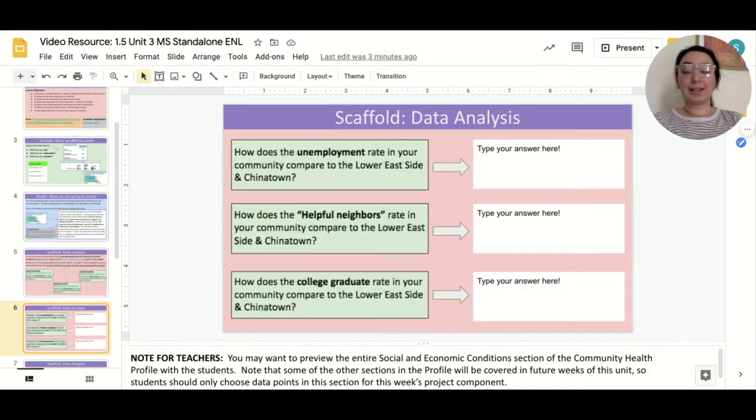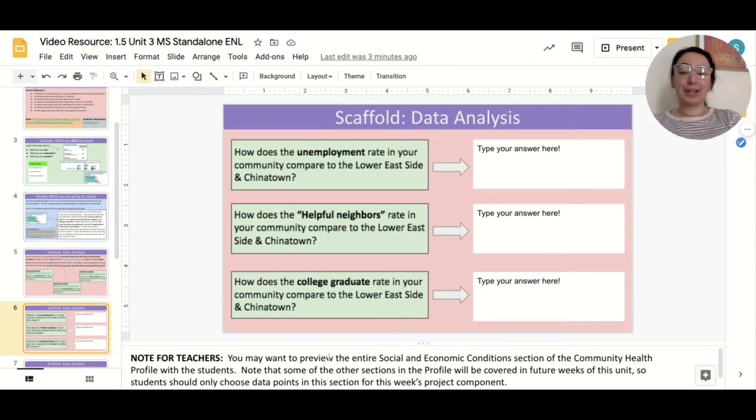On slide 6, this is a sort of note catcher for your students to write down what their sentences were in response to this question. They may not need the information for the Lower East Side and Chinatown. They may just need the percentages for their own neighborhood, but this is just to jog their memory that they've done this already, they've answered these questions, and they are ready and able to write this paragraph.